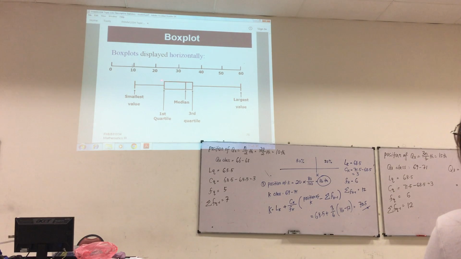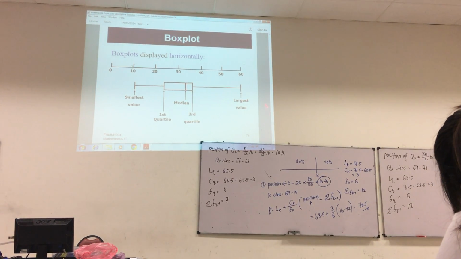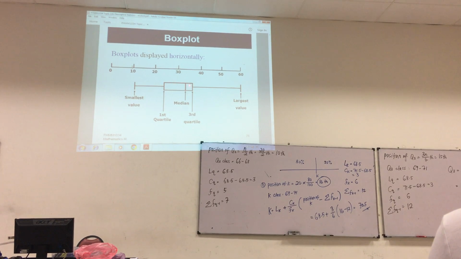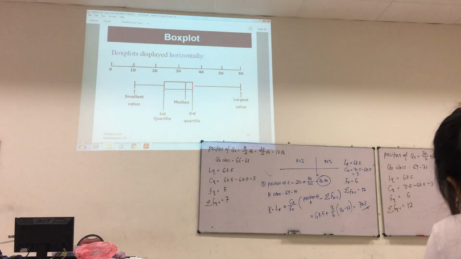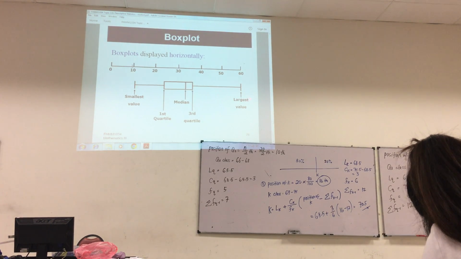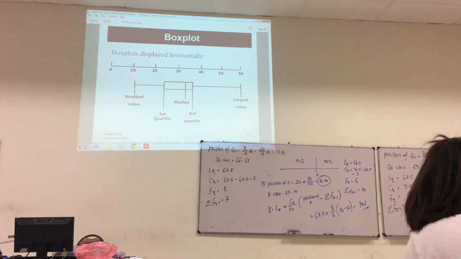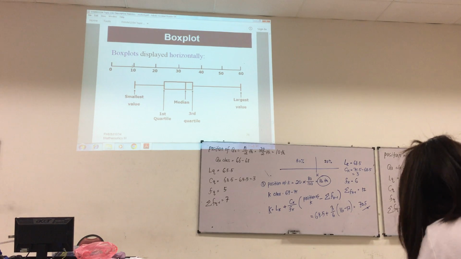Whisker is referring to this part. This is what we call the left whisker. This is what we call the right whisker. The whisker is drawn starting exactly in the middle of Q1 and the middle of Q3, directly connecting to the smallest value and to the biggest value. Alright? For the smallest value we will also draw a vertical line to represent it, and for the biggest value we will also draw a vertical line to represent that particular data.